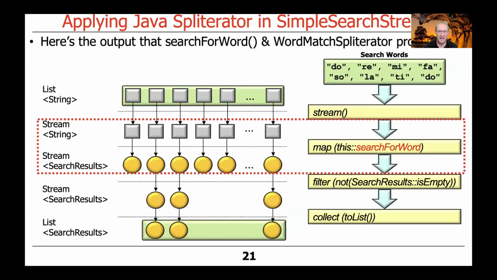This is what it looks like, again, trying to give you a holistic right brain view of what's happening with all this code. The stream of words is then converted using the map intermediate operation into a stream of search results, where each search result keeps track of the list of indices where the word occurred in the string. And then, as you can see, if we were to follow a few more steps in the pipeline, we would get rid of anything that didn't have any matches at all and collect all those results up into a list of search result objects. So that's the big picture of how it all fits together.